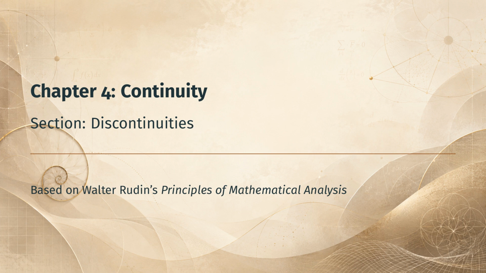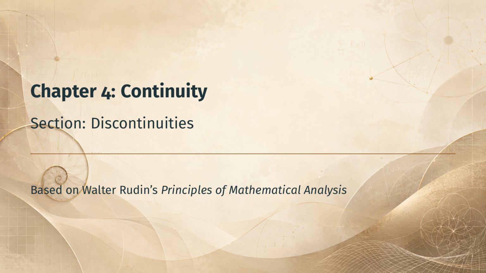Welcome back to Chapter 4 of Principles of Mathematical Analysis. So far we have studied continuous functions and the beautiful ways continuity interacts with compactness and connectedness. In this short but important section, we turn the question around and ask, when a function fails to be continuous at a point, what does that failure look like?